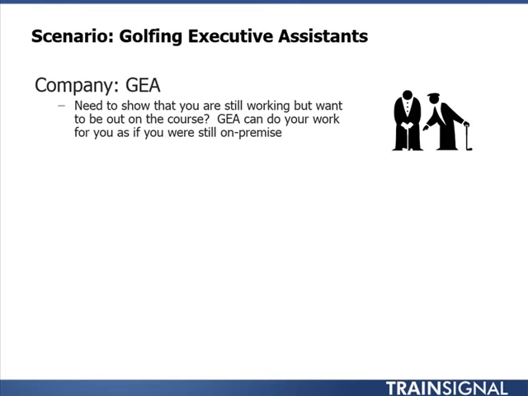From a scenario perspective, we're going to be working with golfing executive assistants. Basically, the company helps executives by being personal assistants and helping them to streamline their business process so that they can still show that they're working even though they have an assistant taking care of most of their work for them. Gia can do your work for you as if you were still on premise so that you can be out on the golf course.